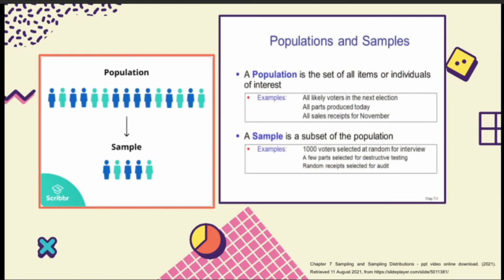For example, the population could be all likely voters in the next election. For the sample, you're just going to select 1,000 voters selected at random for an interview. Or you can have your population as all sales receipts for November, and your sample as the random receipts selected for audit.